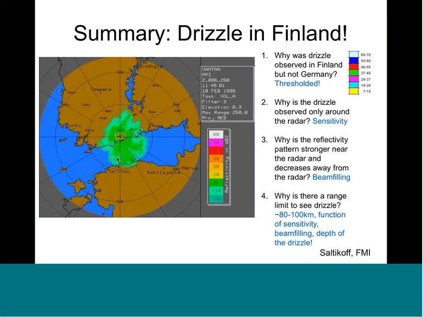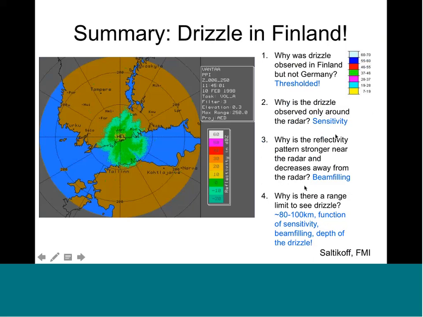So one of the major differences would be it could be thresholded. Why is drizzle observed only around the radar? It's a sensitivity issue of the radar. If the radar is sensitive, you can begin to see it. This is not to say that the German radar is poor in terms of its sensitivity. It's just that it may be thresholded.